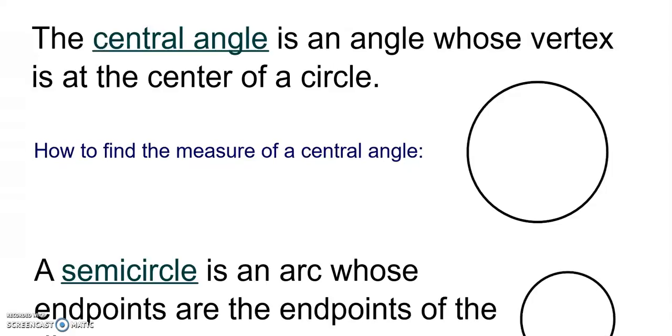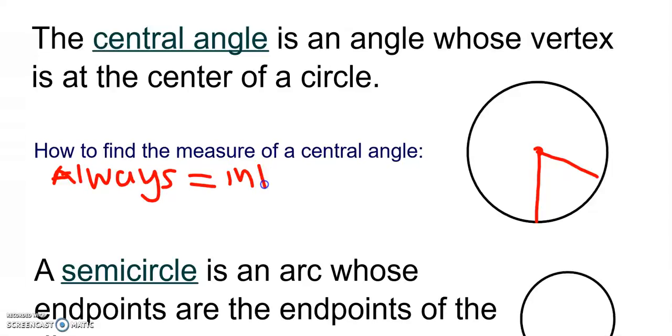So the central angle is an angle whose vertex is at the center of the circle. So that would look like something like this. If we have our center here, and I draw in a central angle like that, so it's starting at the center of our circle, and we know that the measure of this angle always equals the intercepted arc. Okay, so whatever the measure of this arc is going to equal the measure of this angle.